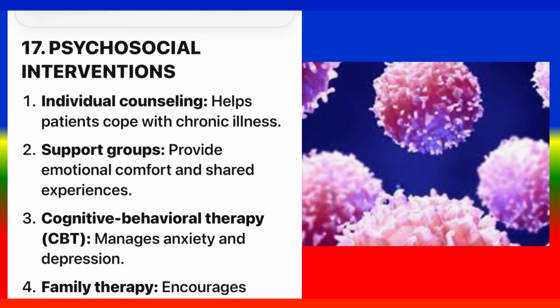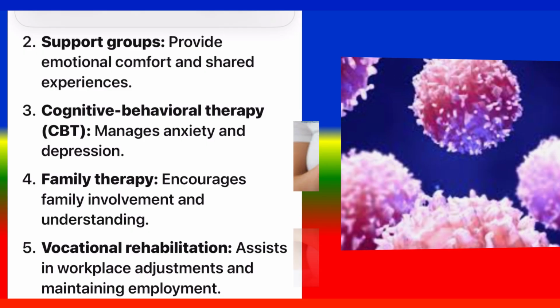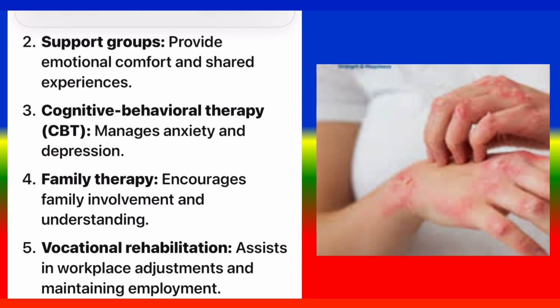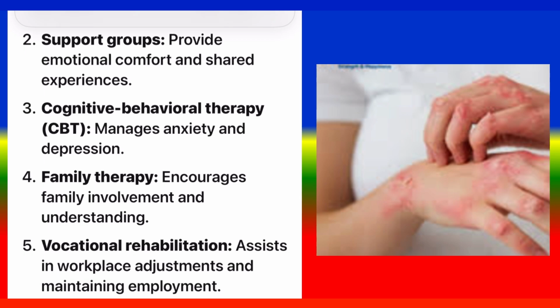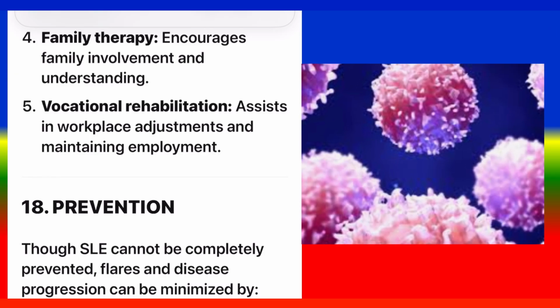Number 17. Psychosocial interventions. 1. Individual counseling. Helps patients cope with chronic illness. 2. Support groups. Provide emotional comfort and shared experiences. 3. Cognitive behavioral therapy, CBT, manages anxiety and depression. 4. Family therapy. Encourages family involvement and understanding.